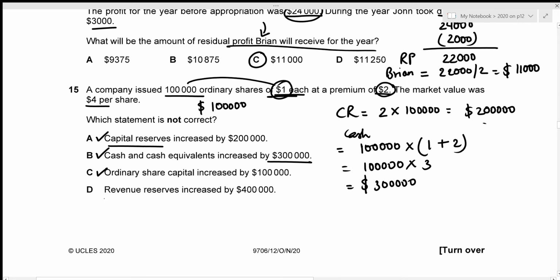Now the last one is that the revenue reserves has been increased by 400,000. Remember that we are only talking about ordinary shares and premium in this question, so there is no revenue reserves involved right here, which means that revenue reserves will remain constant. It will not increase and not decrease. So the statement given in option D is definitely incorrect. And the question asks us which statement is not correct, so that would be option D. Now we can move towards question number 16.